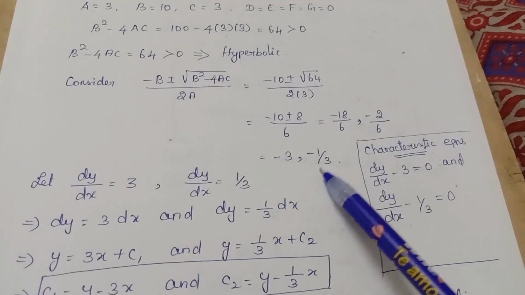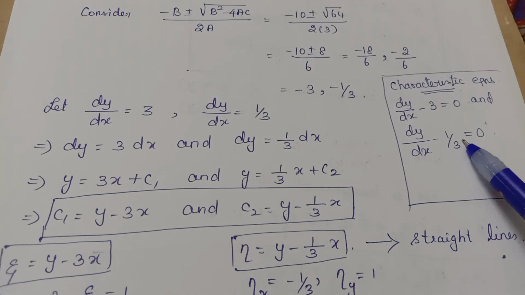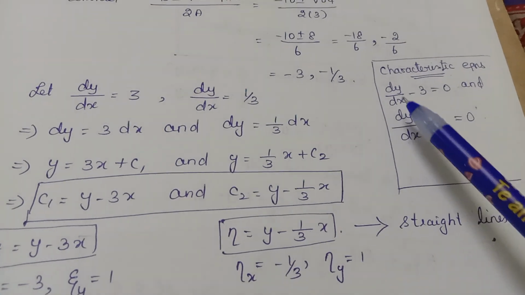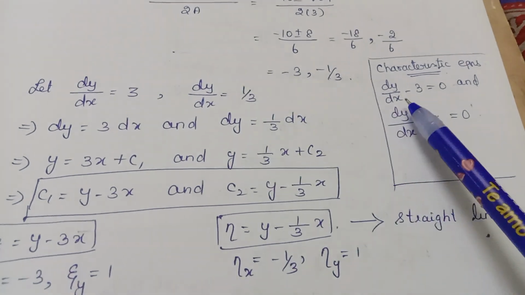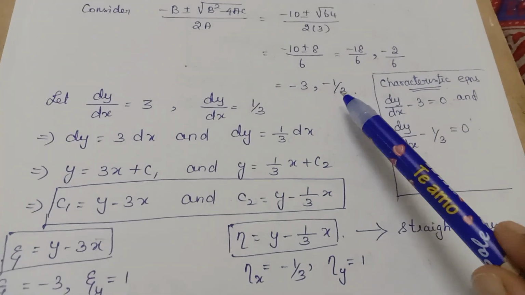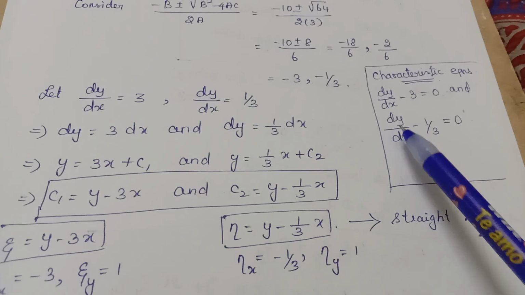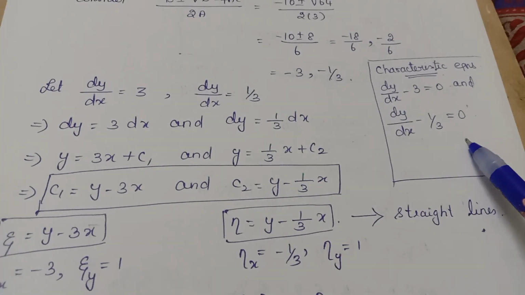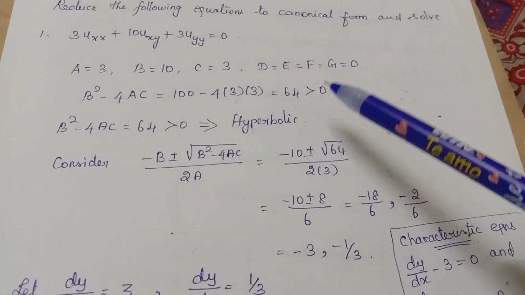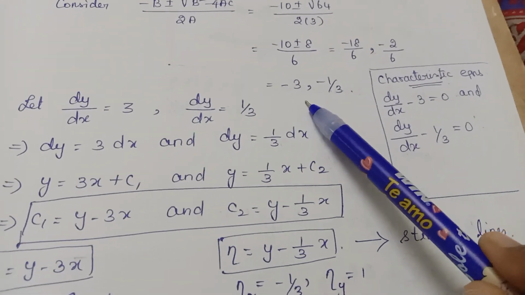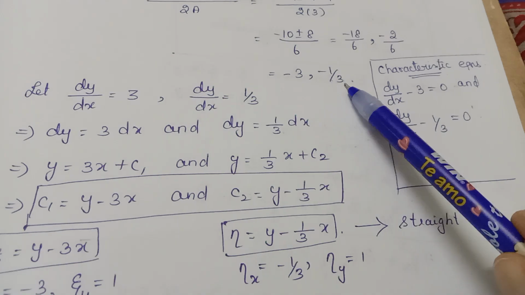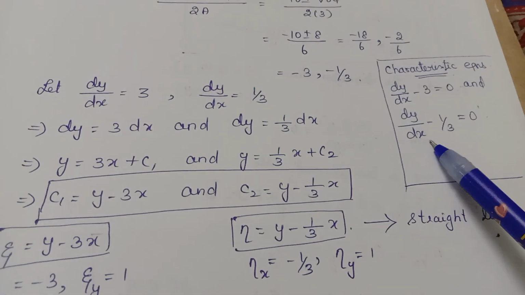After finding the roots, you have to write the characteristic equation. See, characteristic equation is nothing but dy by dx plus the first root. What is the first root? Minus 3. Minus 3 equal to 0. And the next characteristic equation is dy by dx minus 1 by 3 equal to 0. Okay. So whenever the equation is of hyperbolic type, you will get two real and distinct roots. So for the two real and distinct roots, you have to write the characteristic equation like this.